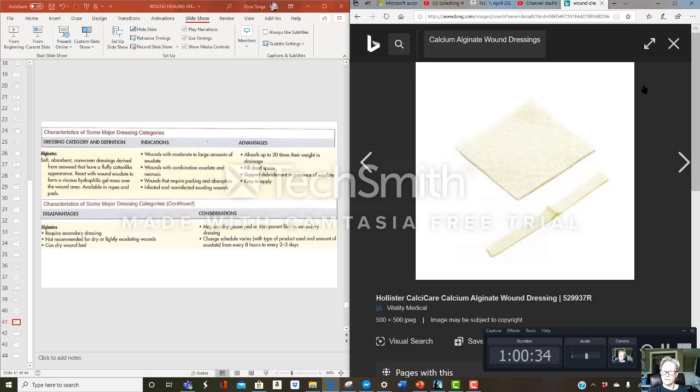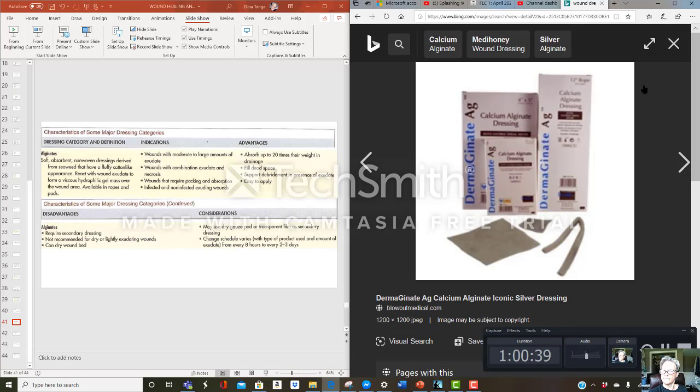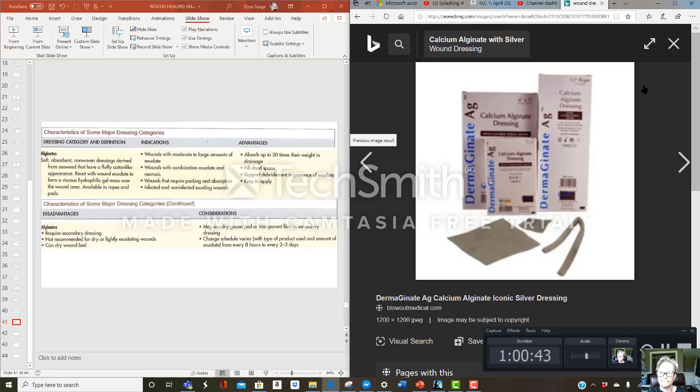Okay, there's a rope. There's the rope right there. There's another rope right there. Alginate. Fills dead space. That's probably what you use a rope for. Supports debridement in presence of exudate and easy to apply.